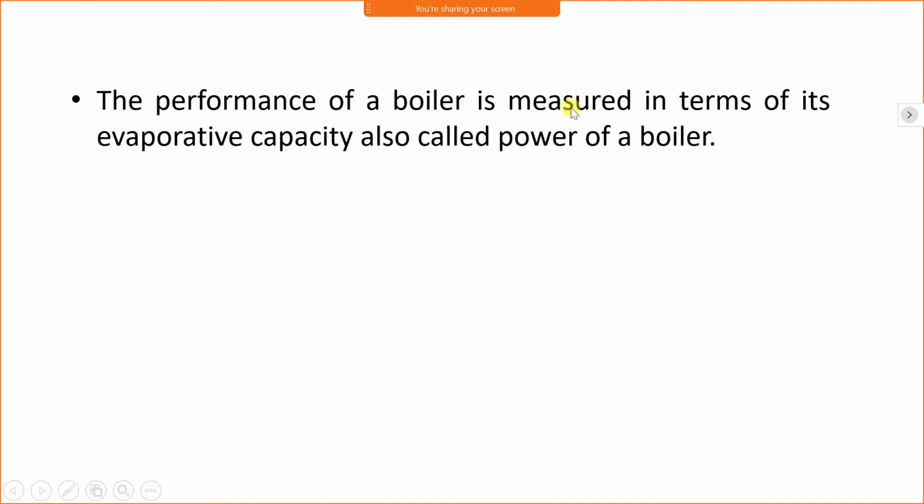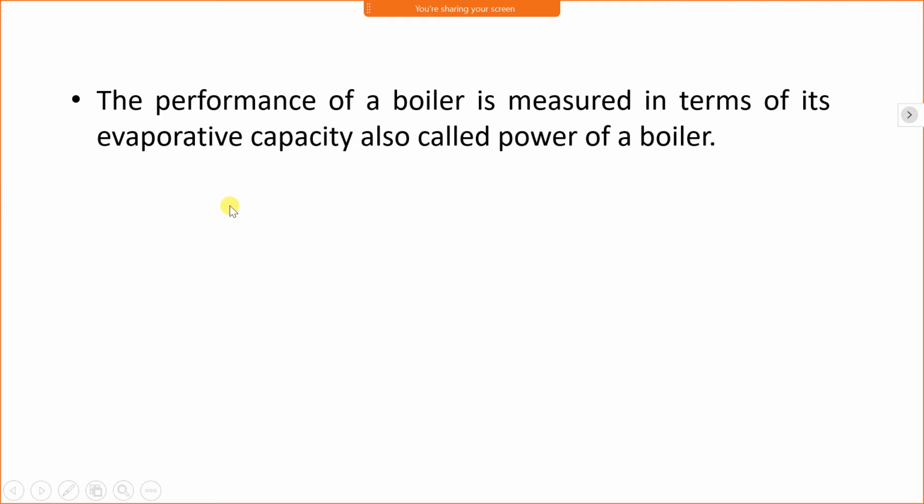The performance of boiler is measured in terms of evaporative capacity. Evaporative capacity means vaporization of water into steam, means how much water is evaporated in the boiler. The capacity of the boiler means the evaporation capacity or the steam generation capacity of the boiler, also called the power of a boiler. We can say the power of a boiler is the capacity of a boiler to produce steam.